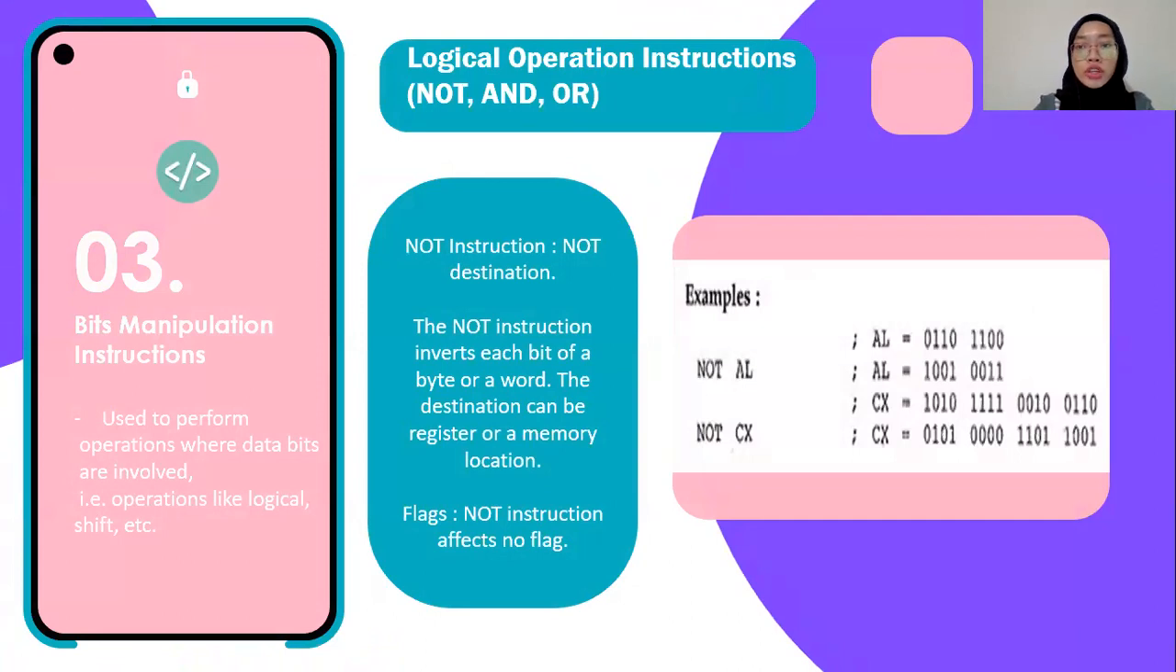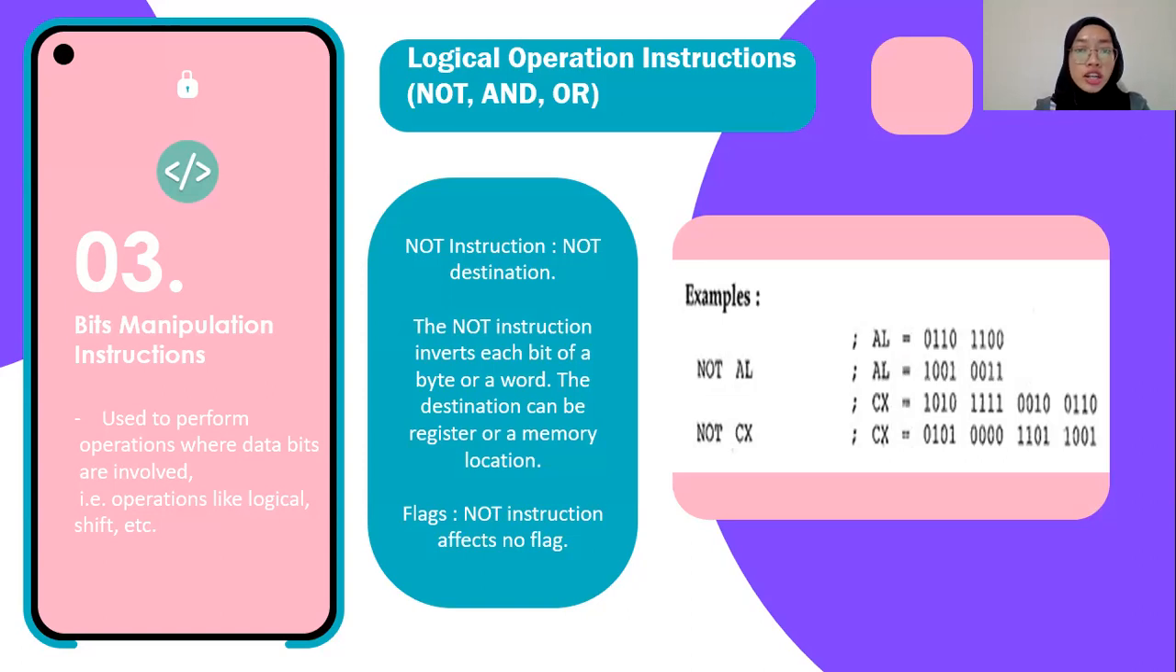Okay, now we are going to take a look at the bit manipulation instructions. So what is a bit manipulation instruction? Basically, bit manipulation instructions are used to perform operations where data bits are involved. For example, we have operations like logical, shift, and many more actually. For this particular lesson, I am going to focus on the logical operations, which are NOT, AND, and OR.